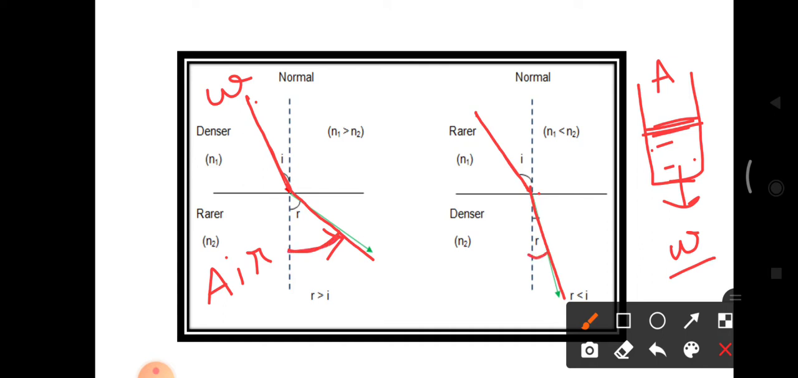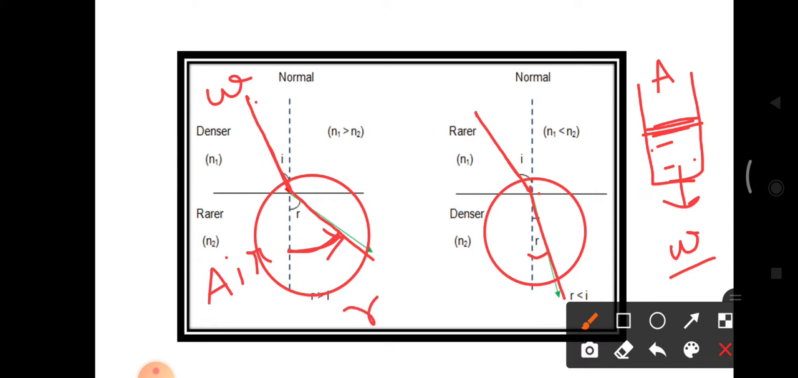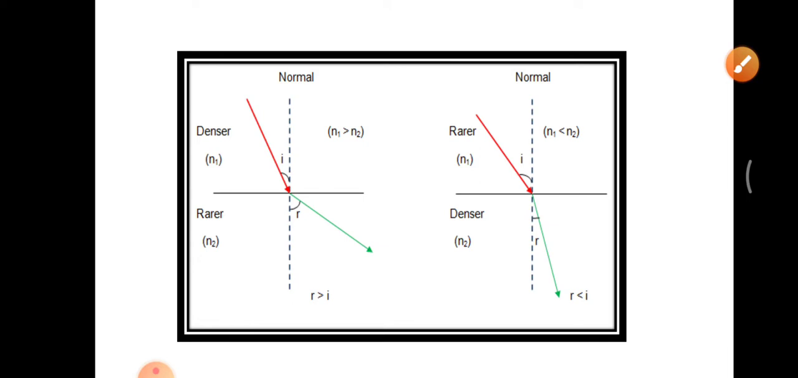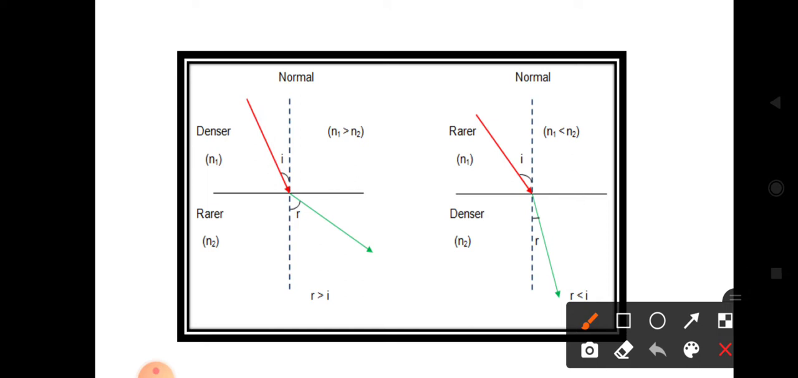See the angles here and here. Here the r value is greater than the i value. Here the r value is less than the i value. So, here there are two concepts. When the light travels from a denser medium to a rarer medium, the refracted ray bends away from the normal. When the light travels from a rarer medium to a denser medium, the light bends towards the normal.